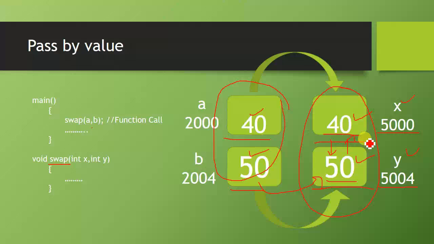Right here we have different memory for our x and y variables. So if we make changes in our x and y variables, we are making changes at the 5000 and 5004 memory locations. These are different from a and b. So any changes we have made at the 5000 and 5004 memory locations will not be shown at the 2000 and 2004 memory locations. So this is the pass by value method.